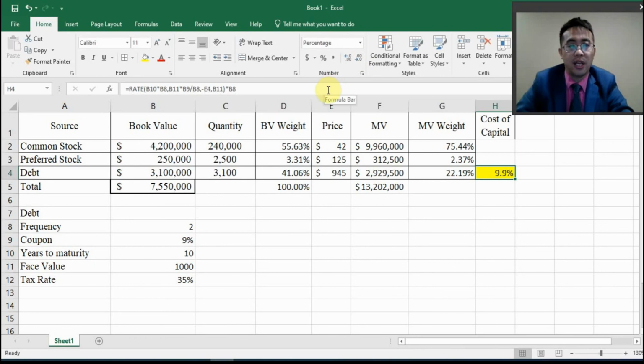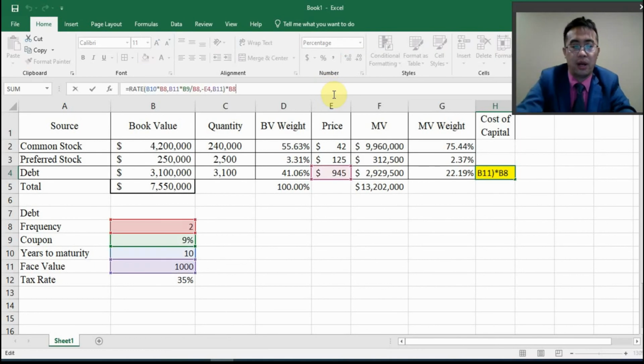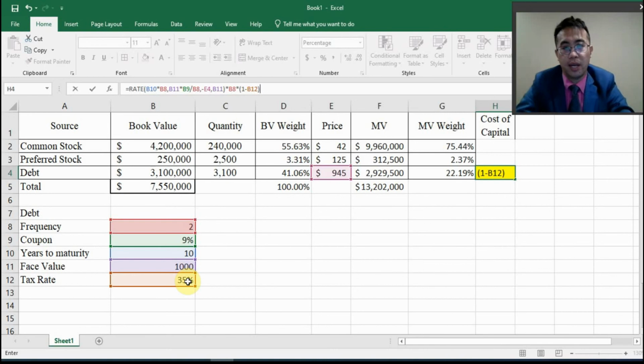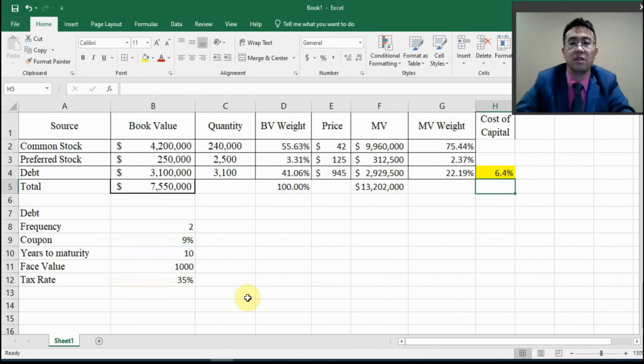And we're not done yet because it is the after-tax cost of capital we are looking at. So I still need to use 1 minus the tax rate to multiply the cost of debt. So this is my number.